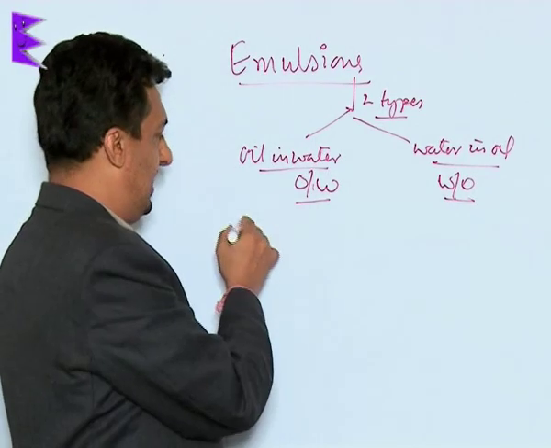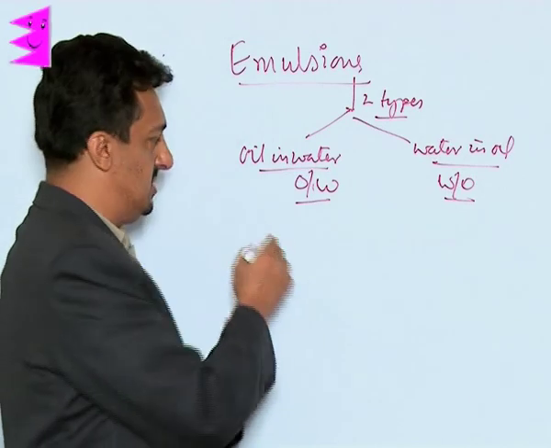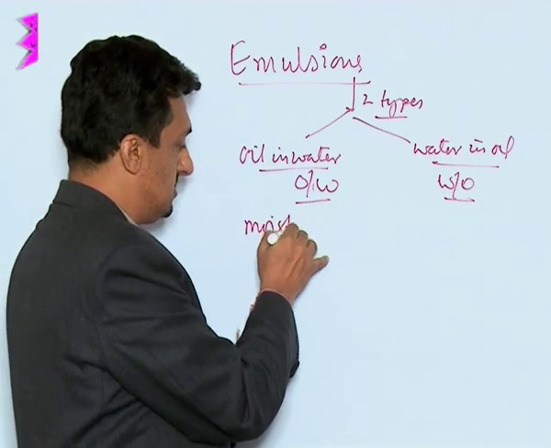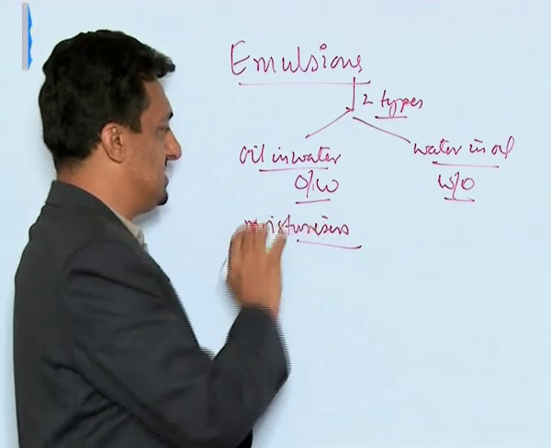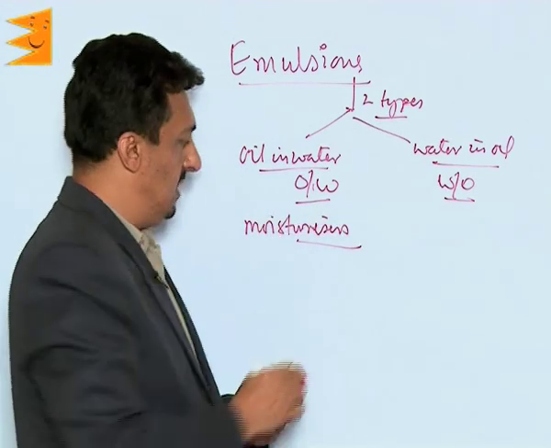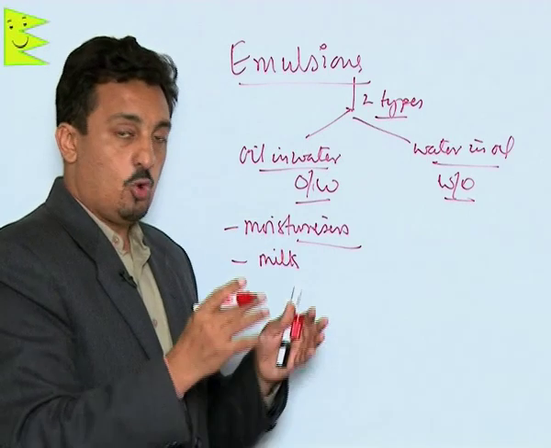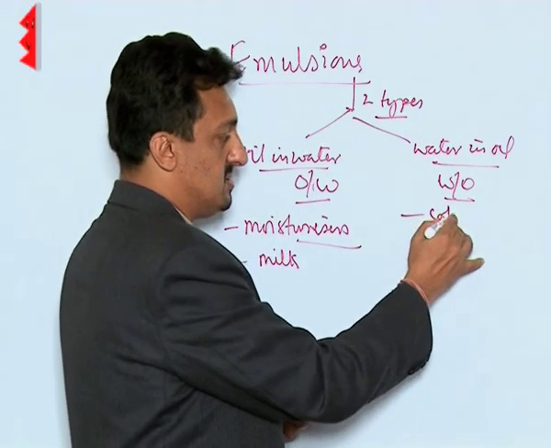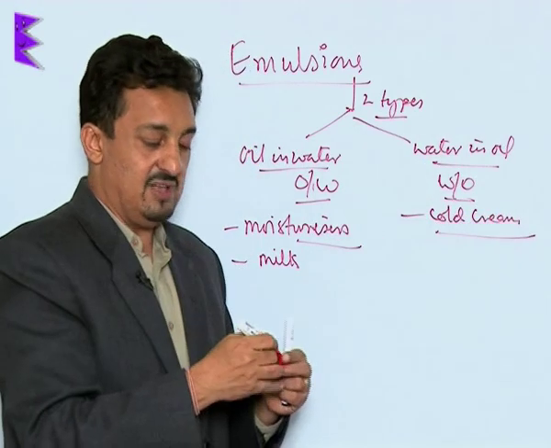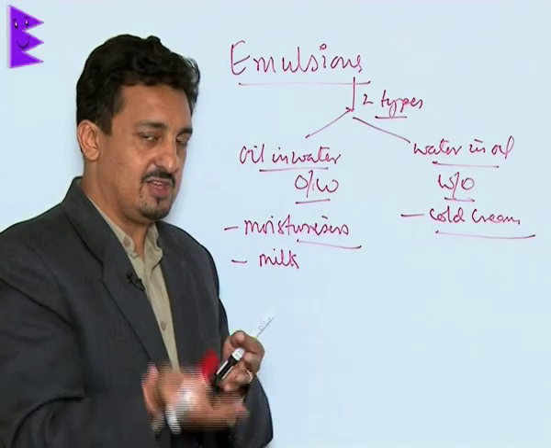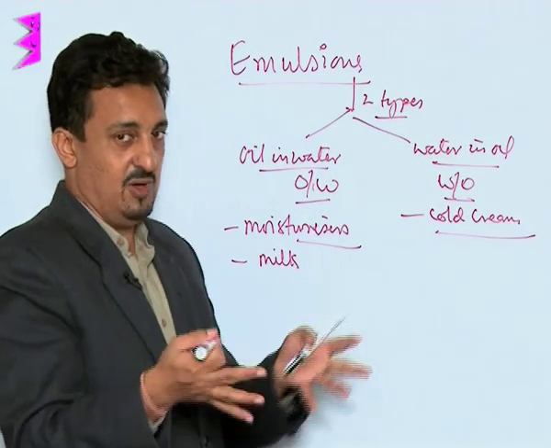Like what we can have is the moisturizers which we use in summers. So moisturizers are the best examples of oil in water. Milk is an example of oil in water. Whereas the cold creams which we use in winters are the best example of water in oil, because our skin becomes dry and we need more oil. So the creams which we use in winters are all water in oil. So they have a base of oil.